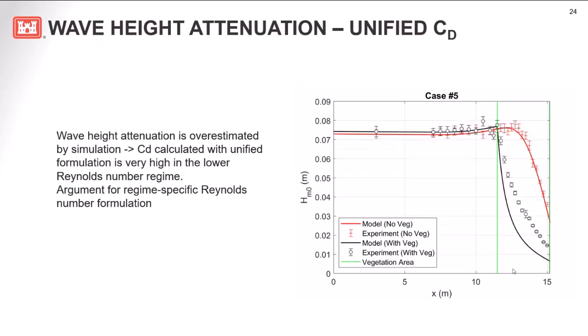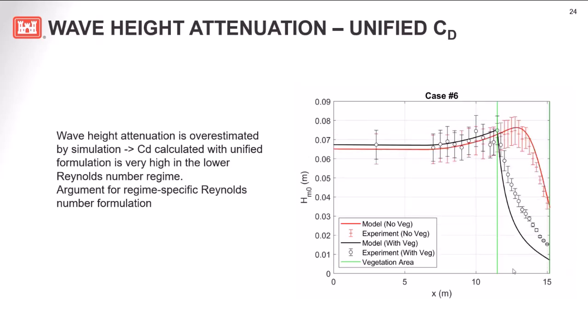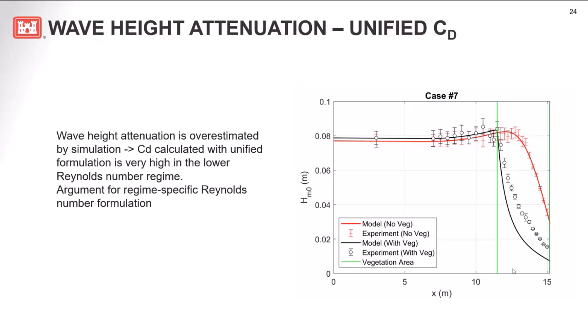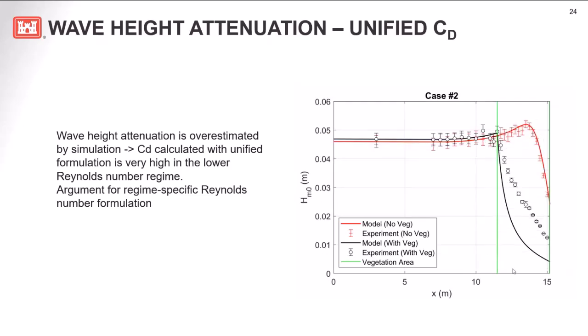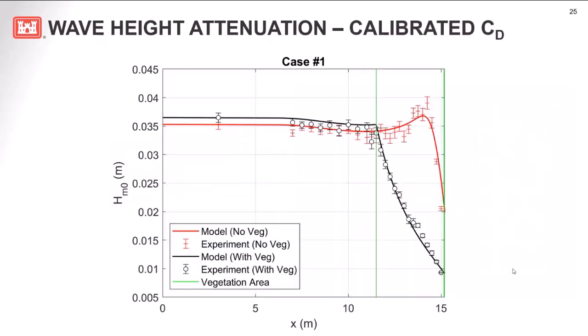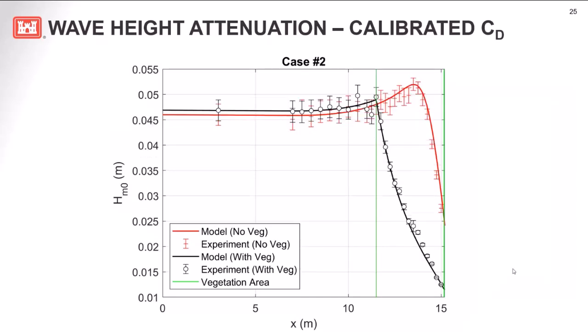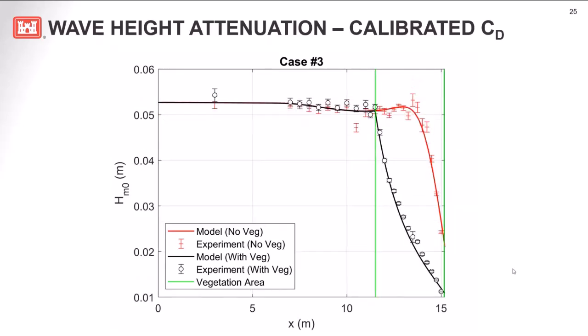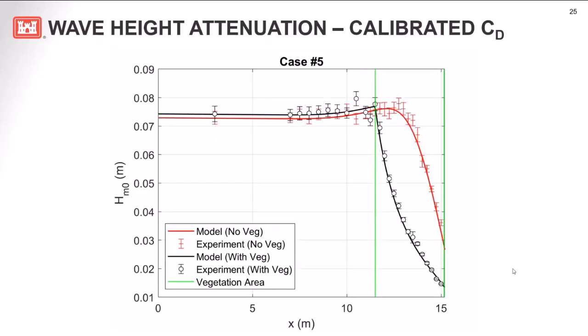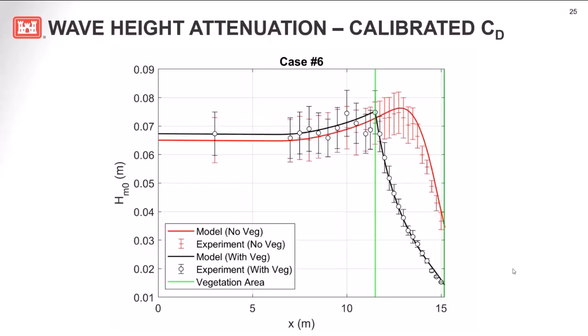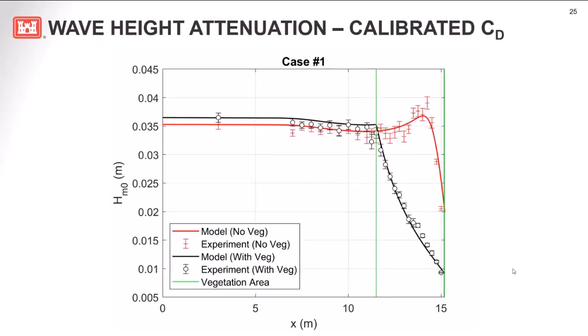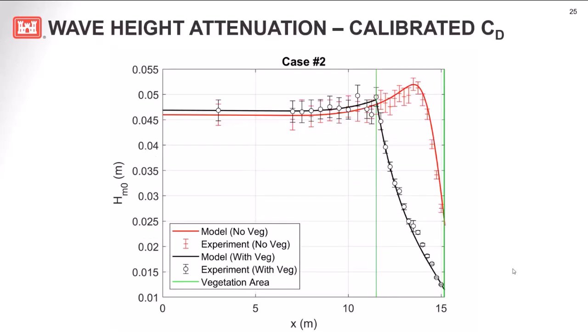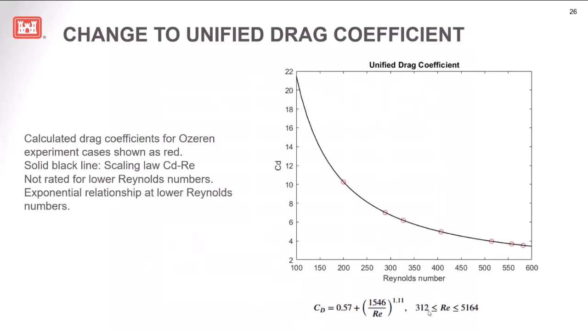And these drag coefficients vary exponentially. So we, again, know that we're present in the lower Reynolds number regime. These are the results using Yan's calibrated drag coefficients, and we get a much better agreement with these results. So there's an indication that we need to change that unified drag coefficient.